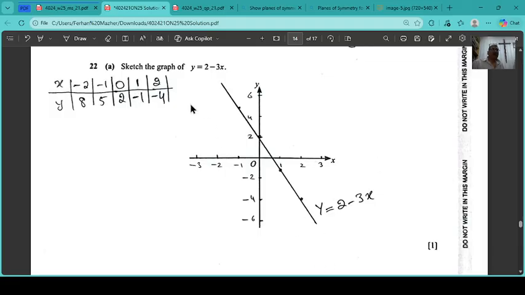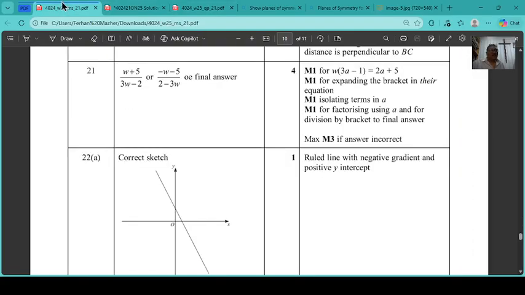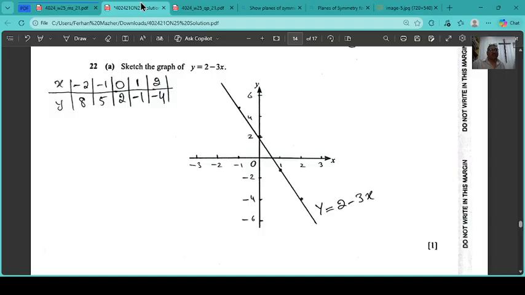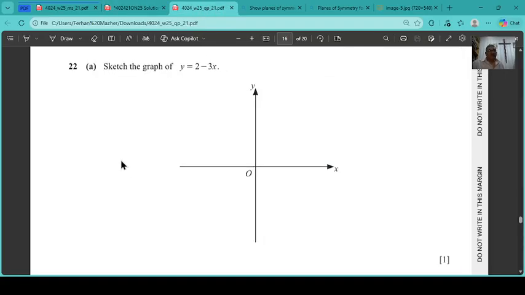So then I plotted these points. For example, minus 2, 8, I cannot plot here. Minus 1, 5, yes. 0, comma 2, yes. 1, comma minus 1, yes. 2, comma minus 4, yes. Then I join them with a straight line. So this is the graph. It's a 1 mark question. You don't have to go to this much accuracy, but I did. You can draw a little rough sketch, but I think that we should go very accurate. So for question number 22a, our sketch is good. This is how I have done it. It's only a 1 mark question.